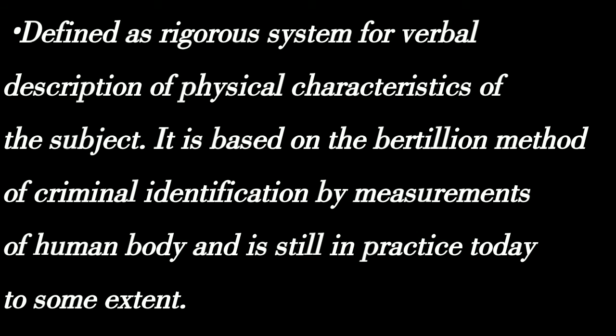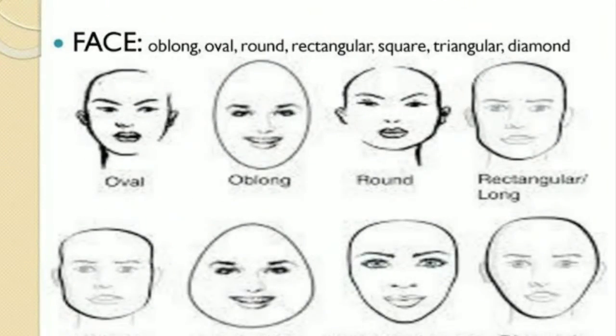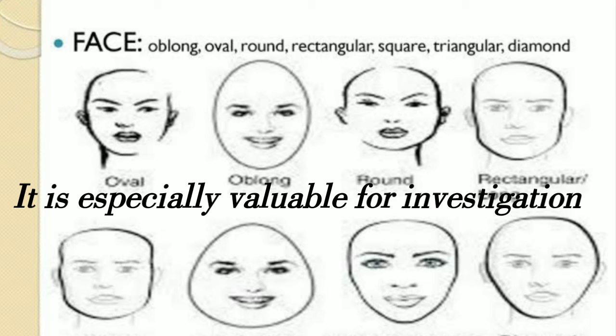The portrait parle. Portrait parle can be defined as a rigorous system for verbal description of physical characteristics of the subject. It is based on the Bertillon method of criminal identification by measurements of the human body and is still in practice today to some extent. It is a distinctive description of head and face. It is especially valuable for investigations.